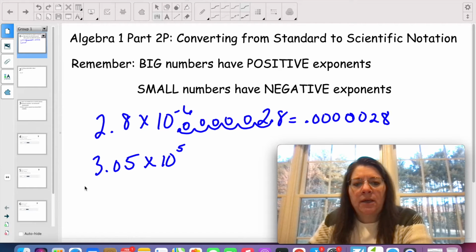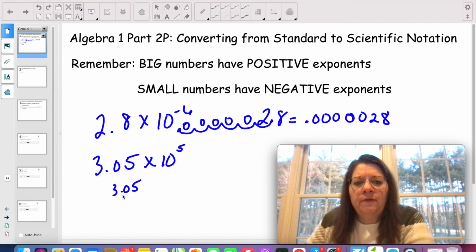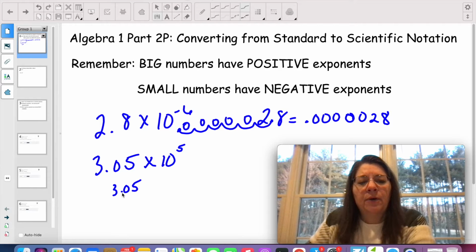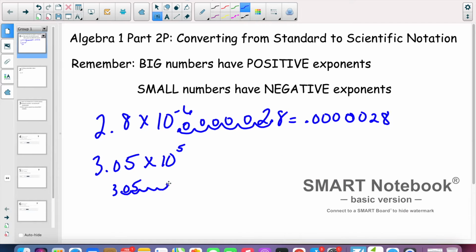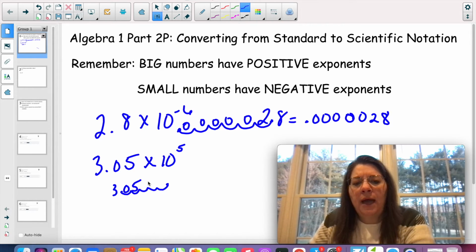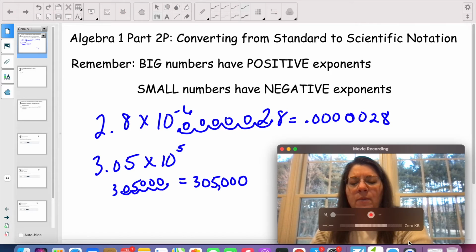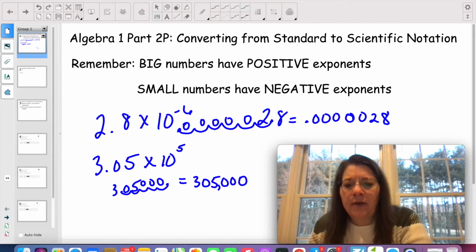0.000028. For this one, I'm going to rewrite the 3.05, and I'm going to move that decimal 5 places to the right because the positive 5 tells me this is supposed to be a big number. 1, 2, 3, 4, 5. Everywhere that I have a loop, I'm going to put in a 0. So my new number here would be 305,000.